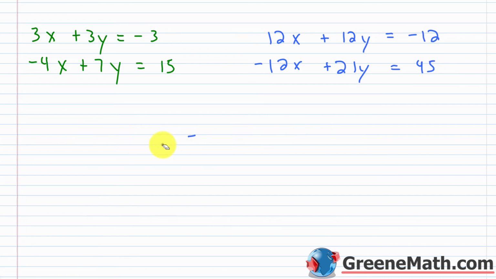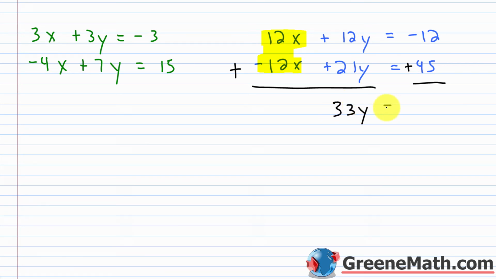So now I have a pair of variable terms that are opposites. I have 12x and -12x. So we're basically good to go. We would add the left sides together. We'd set this equal to the sum of the right sides. So 12x minus 12x, that's 0x or just 0. 12y plus 21y would be 33y. And this equals -12 plus 45 is 33. So if I divide both sides of the equation by 33, I would get that y is equal to 1.